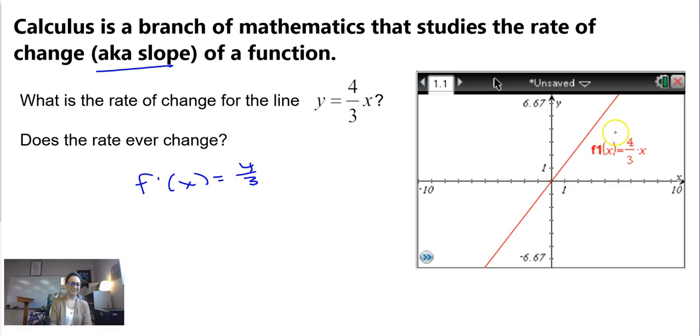Any x value I choose to zoom in on, the slope will always be 4/3. So this derivative, notice there's no x after the 4/3. Your derivative is just a constant 4/3.